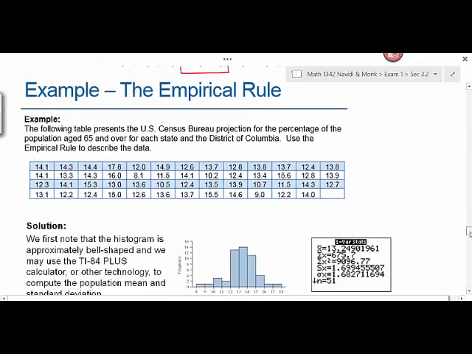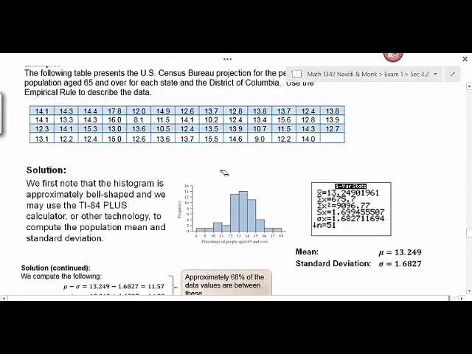In this example, we're told that the following table presents the U.S. Census Bureau projection for the percentage of the population age 65 and over for each state and the District of Columbia. Use the empirical rule to describe the data. If I give you a question like this, what I want you to do is find the mean and the standard deviation, and you do that by using the one variable statistical analyses.